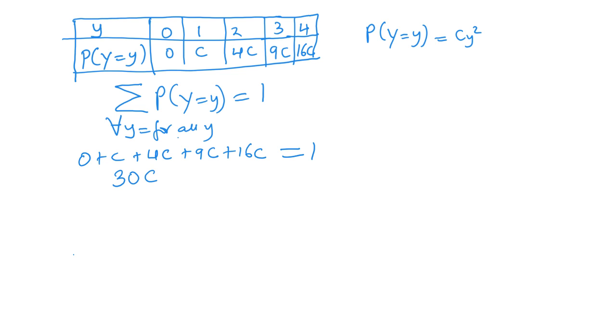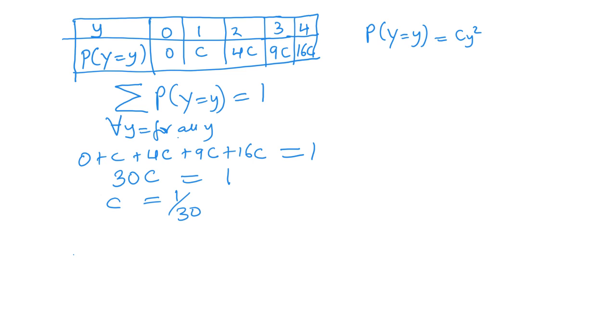30c is equal to 1, and the c will be 1 out of 30. We are done. That's the value of c, and the question is asking about c, so we have the answer. C is equal to 1 out of 30.